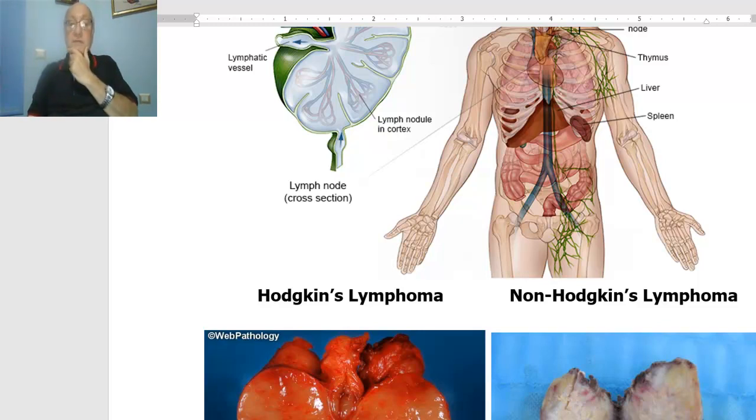In cut section, non-Hodgkin lymphoma is grayish white with wide areas of hemorrhage, necrosis and degeneration.